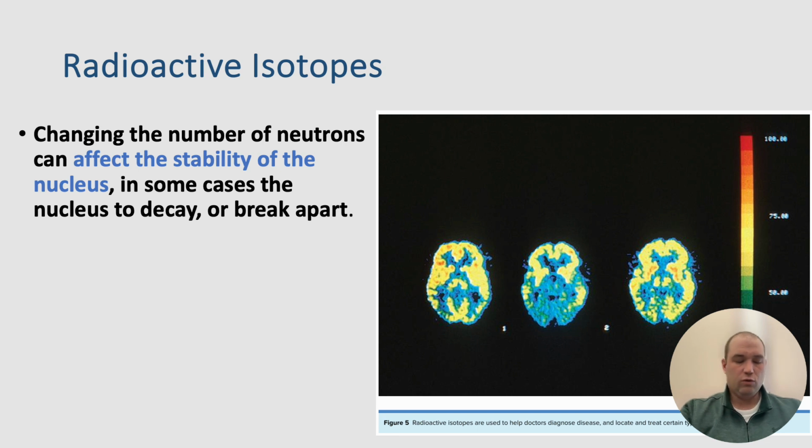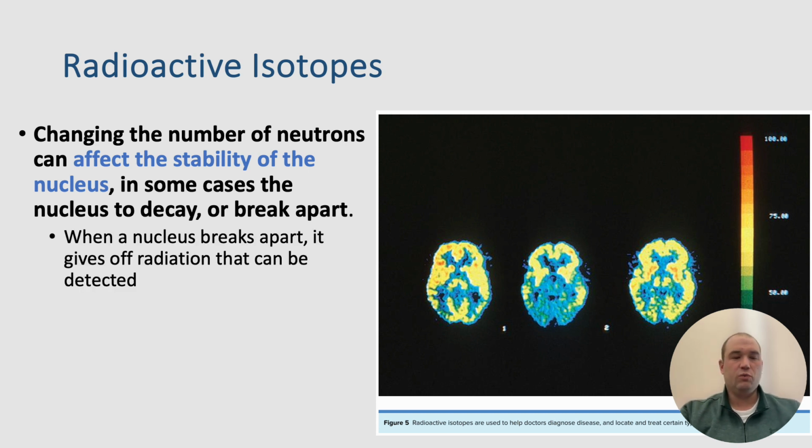So that leads us to what are referred to as radioactive isotopes. And these are used in the medical field for looking at things inside of our body. So the changing number of neutrons can actually affect the stability of the nucleus. And in some cases, the nucleus will actually decay or begin to break down or break apart. So when a nucleus breaks apart, it gives off radiation that can be detected.